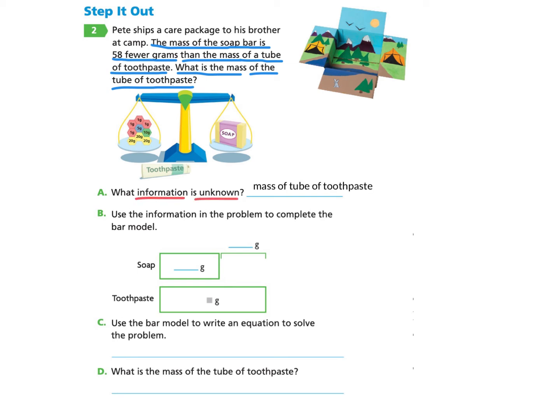What's unknown is the mass of the tube of toothpaste. Now let's take a look at Part B. Use the information in the problem to complete the bar model.